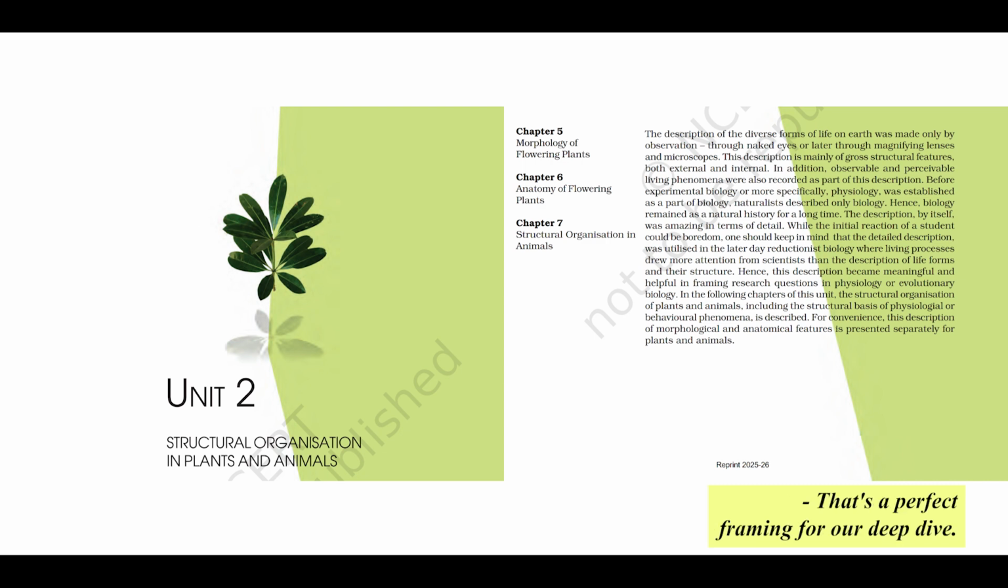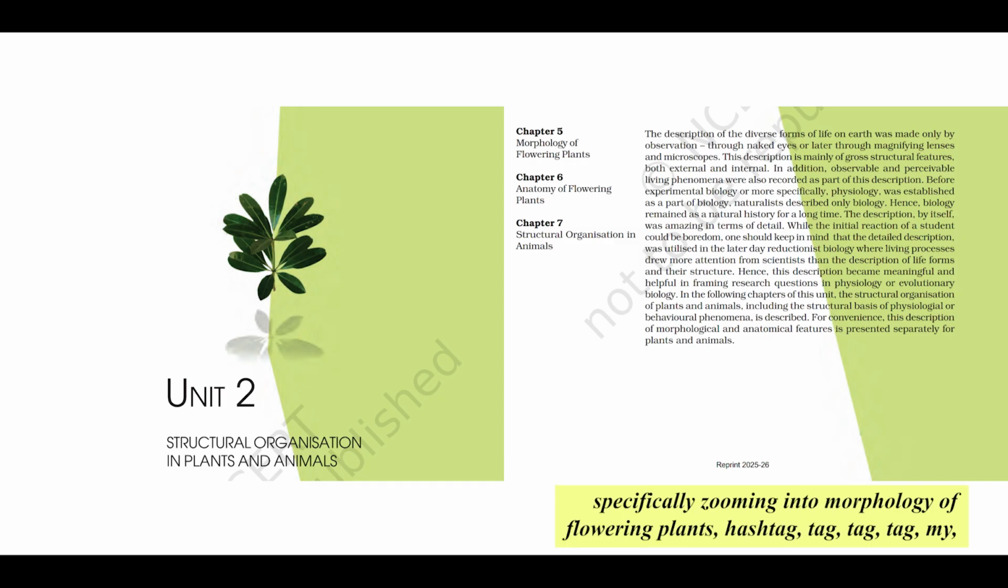That's a perfect framing for our deep dive. Our focus today is squarely on structural organization in plants, specifically zooming into morphology of flowering plants, an introduction to plant morphology and historical context. So to really appreciate the science of morphology, let's set the stage a bit. How did this meticulous observation and detailed description become such a cornerstone of biological study, historically speaking?